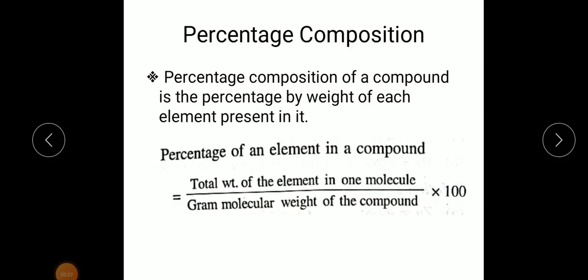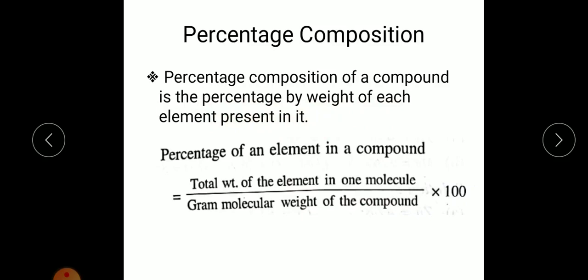In our yesterday's class, we have seen the numerical based on the molar volume. Now today we are going to see percentage composition. What does percentage composition mean? The definition tells us percentage composition of a compound is the percentage by weight of each element present in it. So in any compound, the elements that are present, in what percentage, we call this as percentage composition.